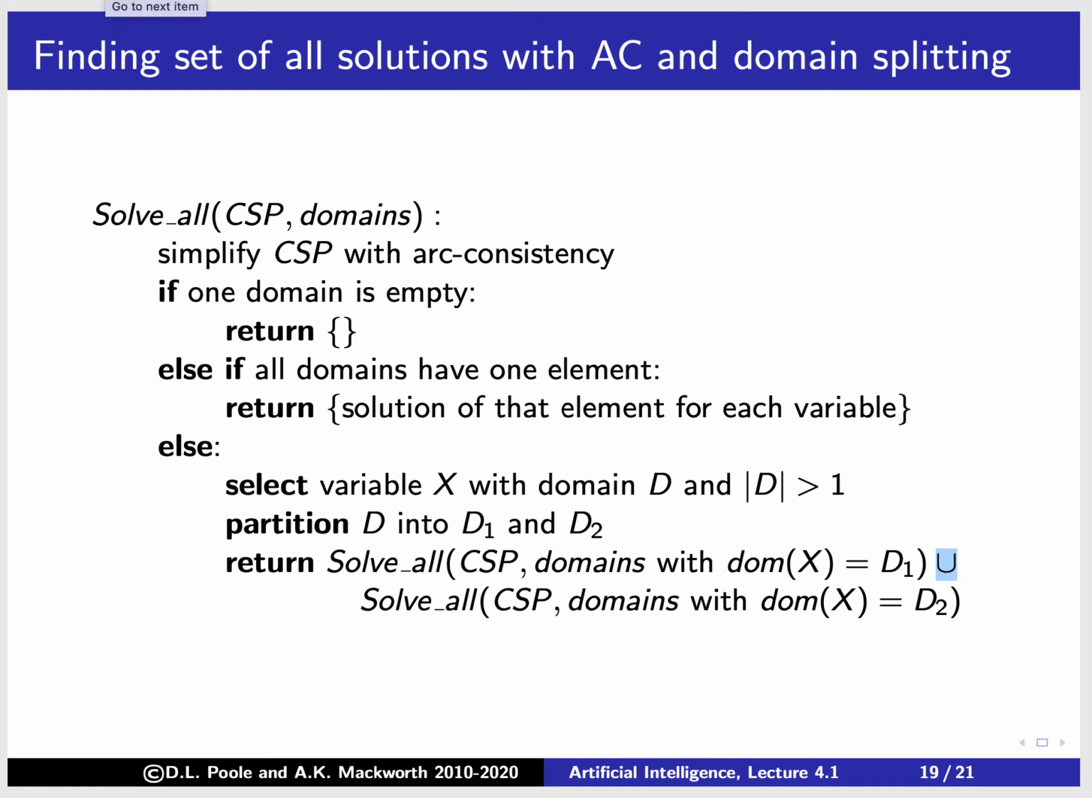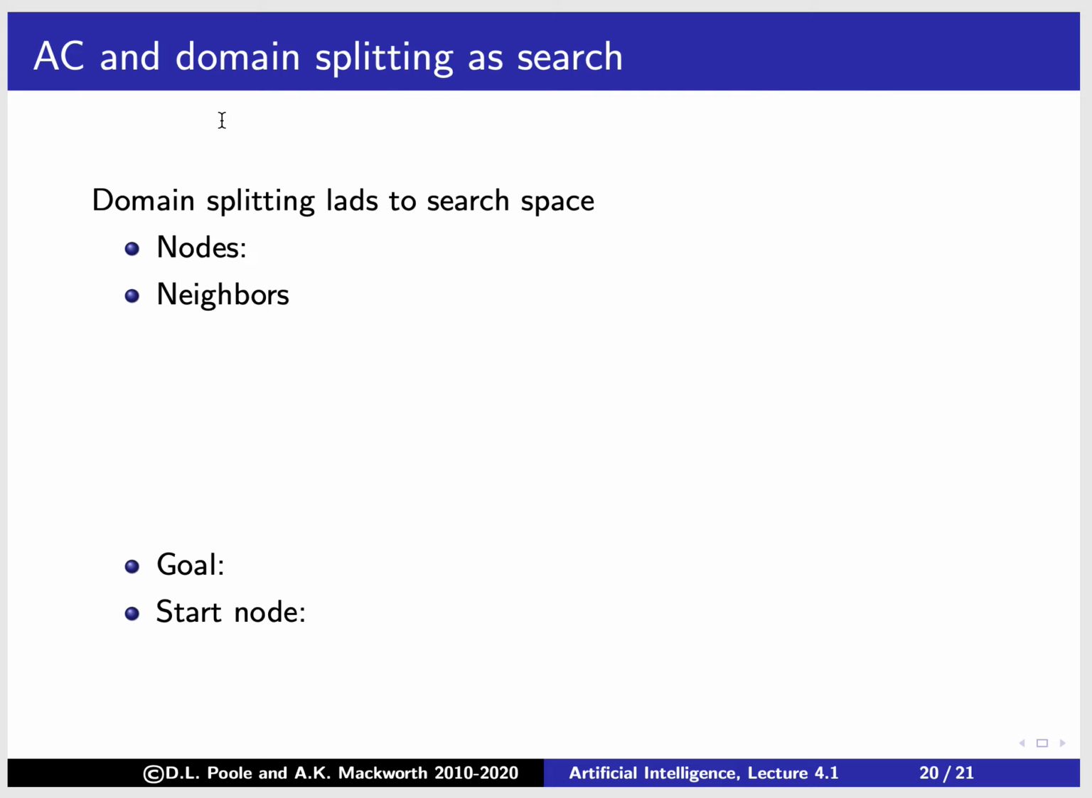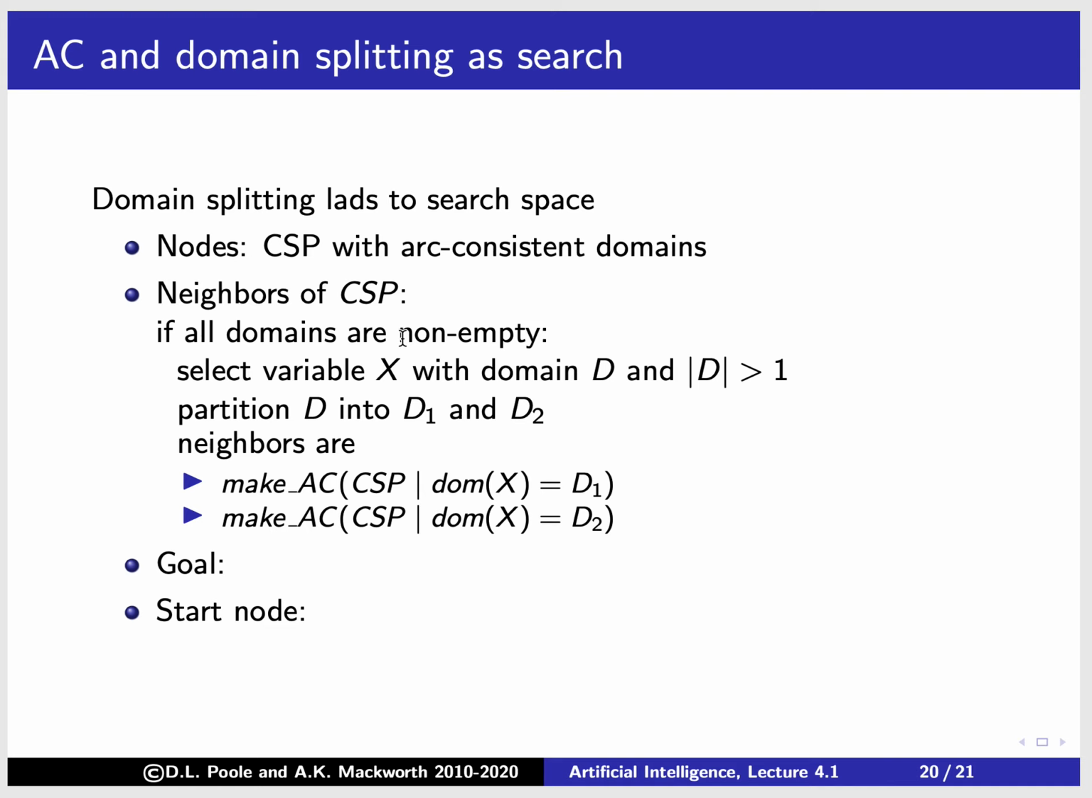Now we can also view it in terms of our previous search algorithms. Remember, when we defined a search algorithm, we needed to define the nodes, the neighbors, the goal, and the start node. So that's what we're going to do here. The nodes are constraint satisfaction problems with arc-consistent domains. For any node, if all the domains are non-empty, we select a variable and partition its domain, and the neighbors are the nodes with the reduced domains.